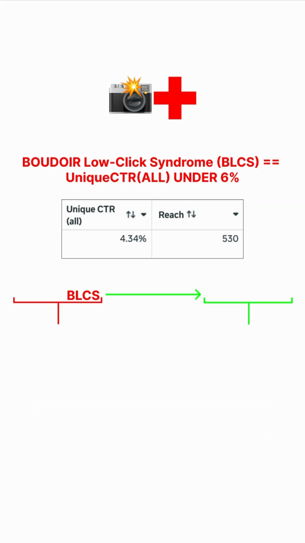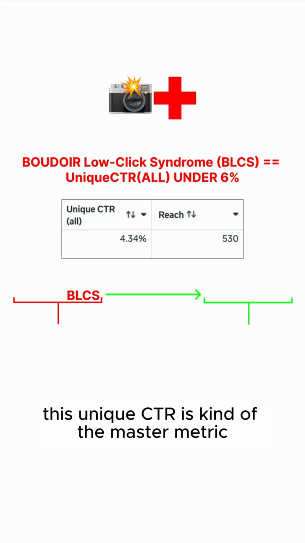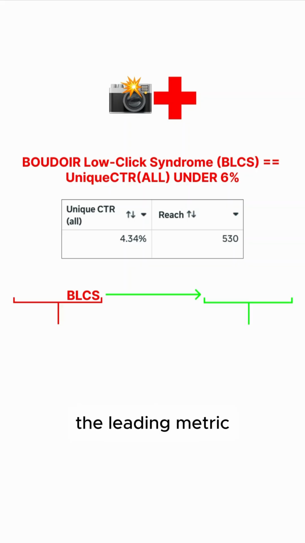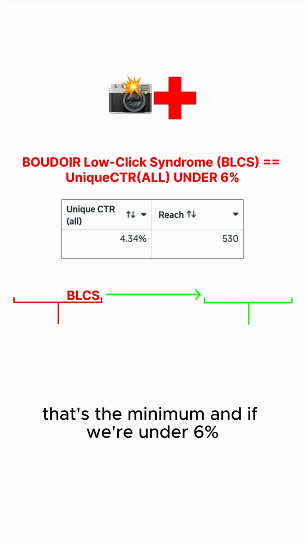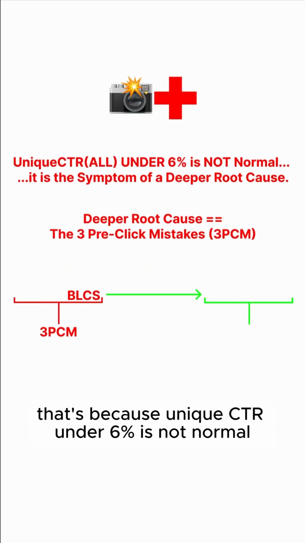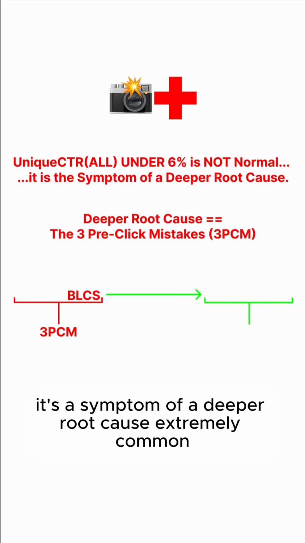So unique CTR is kind of the master metric, the leading metric. We gotta get this up as high as possible. 6% is the floor, that's the minimum. And if we're under 6%, we got a massive problem. That's because unique CTR under 6% is not normal. It's a symptom of a deeper root cause.